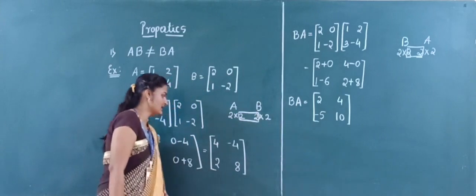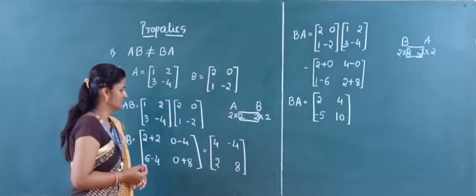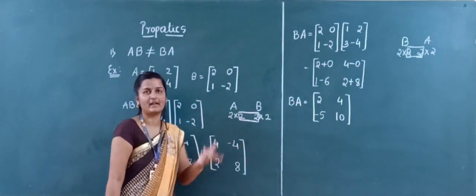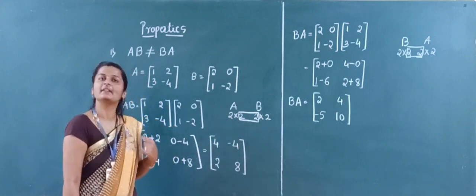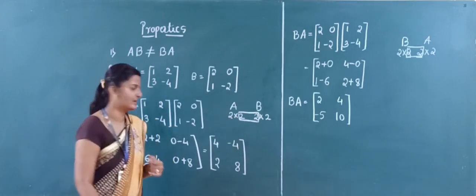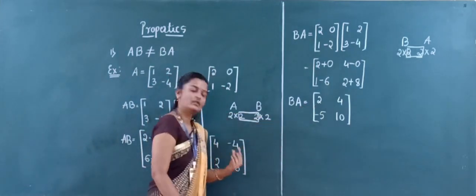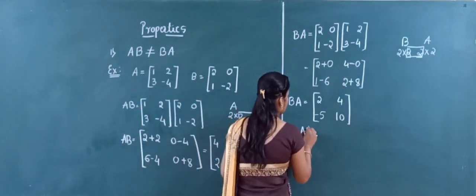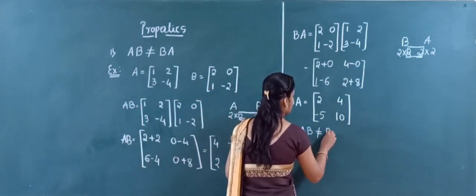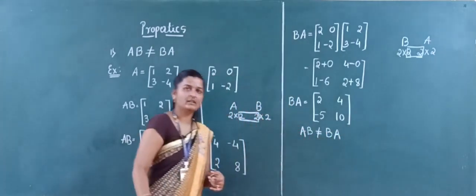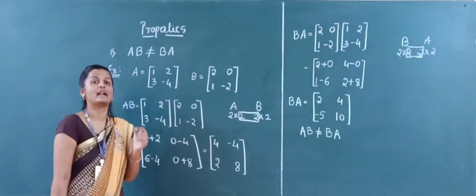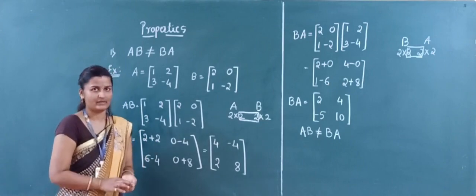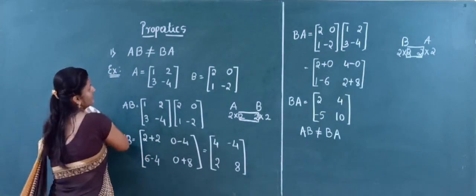So please check whether AB and BA are equal. For equal matrices, what is the condition? The order must be the same. Both are of 2 by 2 order, so the order is the same. Next, the corresponding elements must be the same, all the corresponding elements. The first element is not the same, and the others are also not the same. So from this what can we say? AB is not equal to BA. Okay? So from this we can conclude that matrix multiplication does not hold good the commutative law. Okay? So I will move to the next law. I will rub this one.